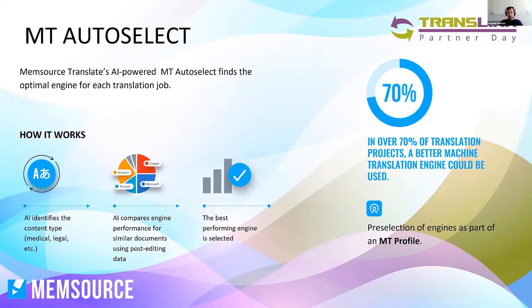So the MT auto select again is a machine learning algorithm on the backend that is able to recognize the domain of the document that you import into Memsource, and also obviously the language combination, and then suggest the best performing engine for that. Imagine that you're importing a job that has 20 target languages, and Memsource Translate will suggest different engines for every language based on its experience, and also based on the domain that it recognizes from the import. So that's the main feature.